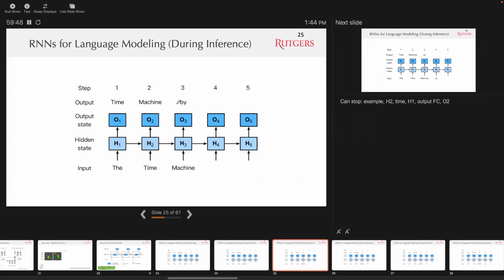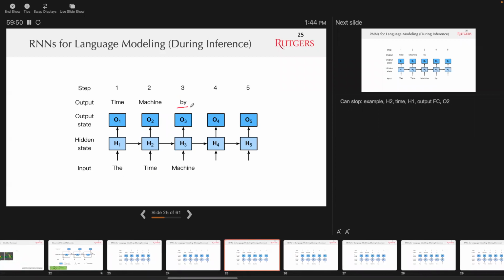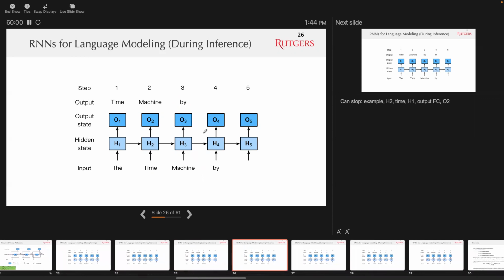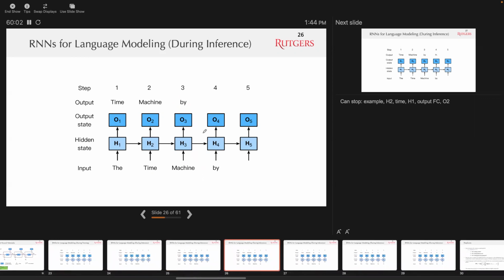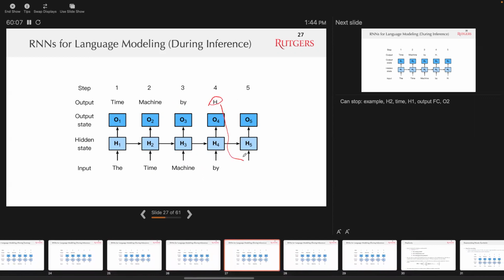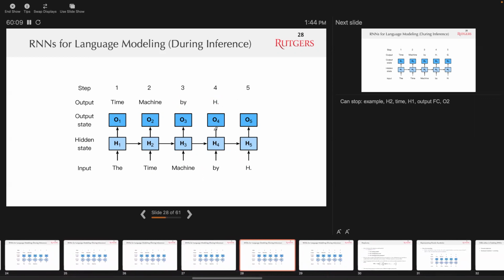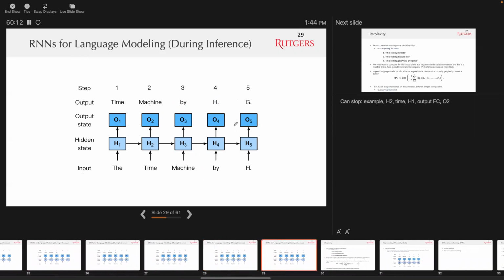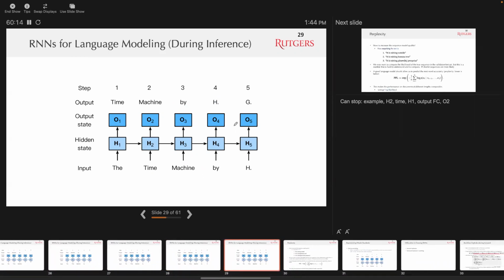Let's say that you predict the next word, by. After you do this, you move this word by into the input of the next time step, and then use the network to predict the next word, which is H. Then you move this H as the input and predict the next word, and so on and so forth. So basically, you generate the next word auto-regressively one by one. Okay. Any questions so far?